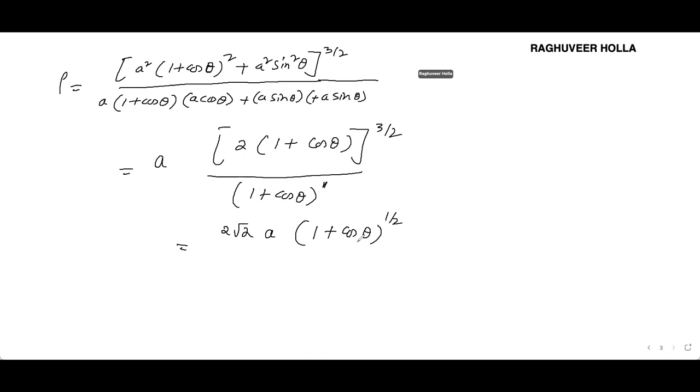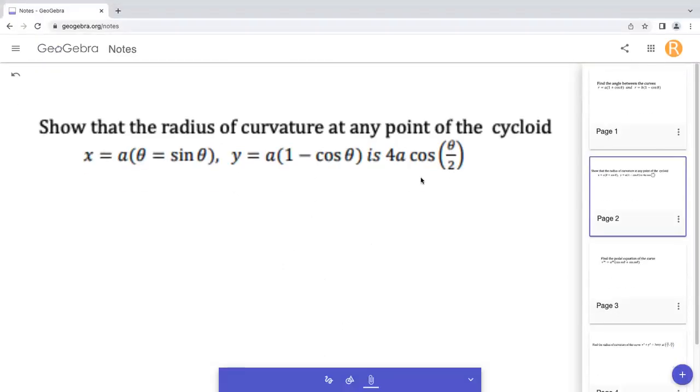And again, this is root 2 a, and this is 2 cos square theta by 2 to the power 1 by 2, which is equal to 4a cos theta by 2. So this is the required result. Hence we obtained the result 4a cos theta by 2.